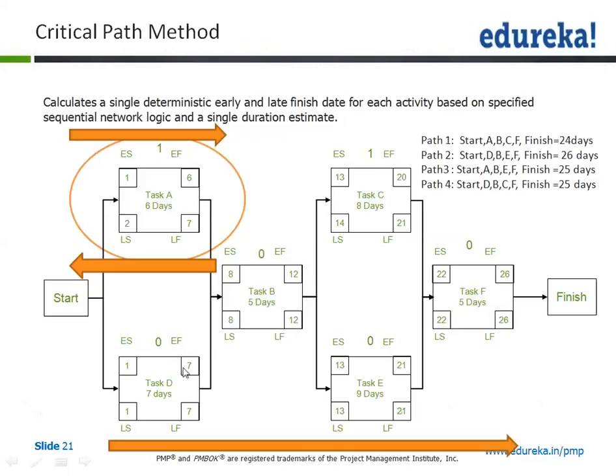1 here and 7 this side would very clearly mean what? That day 1 I'm going to start this activity. Day 7 is the early finish. And then we'll move on to the second task in this network diagram by the critical path, which is B.